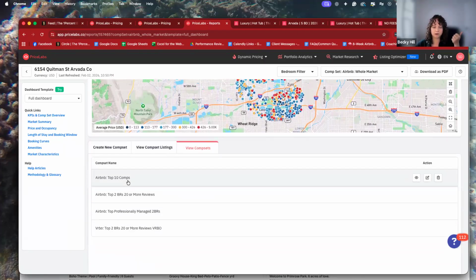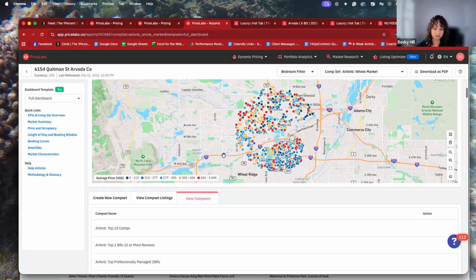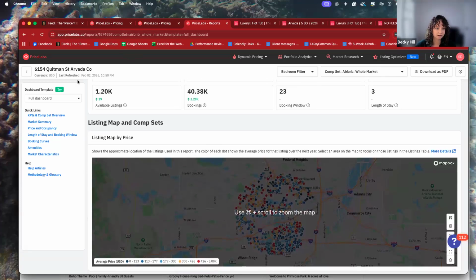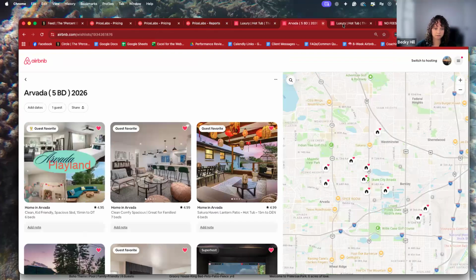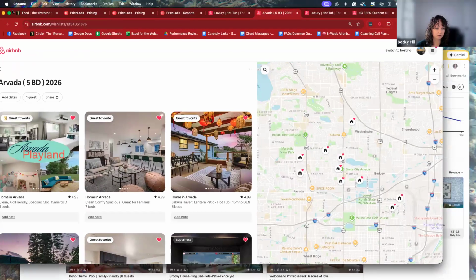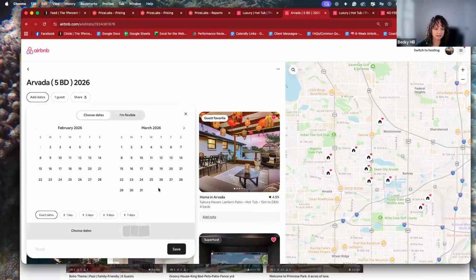These properties are very well established. They have really good reviews. Some of them more luxurious, some of them less. So where do you sit within that range? Just take those things into consideration when looking at rates. And then also you have it in your Airbnb. So now you can look at future dates and see exactly what their total price is.